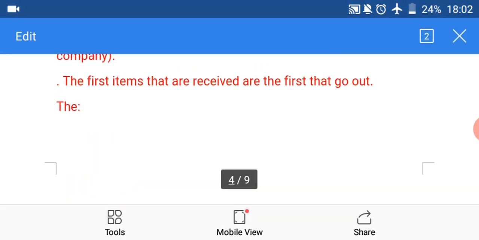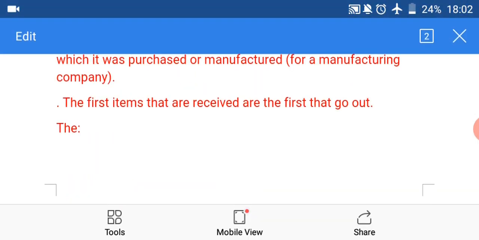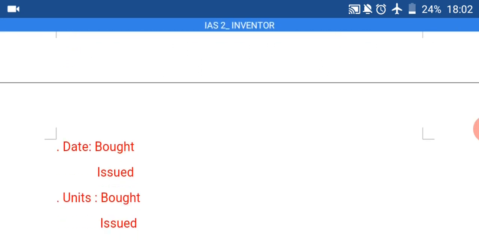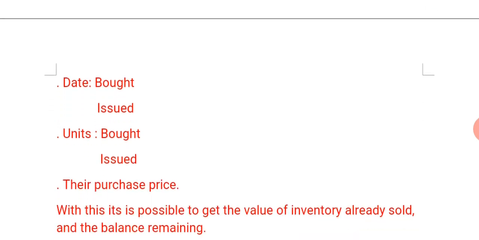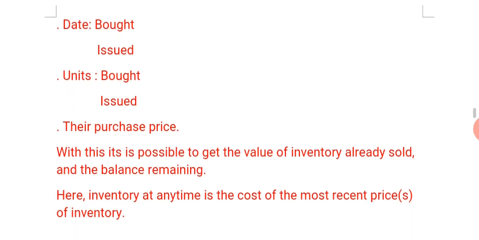So we would note the following when we are trying to solve issues relating to first in, first out. Keep note of the following and keep track of them. The first is the date: the date of any purchase that's bought, the date of any issue, that's sales, the units bought at any date, the units issued at any date, then their price. Those are the five basic things we need to master. Then it's pretty simple to solve questions relating to first in, first out. And it says with this, it is possible to get the value of inventory already sold.